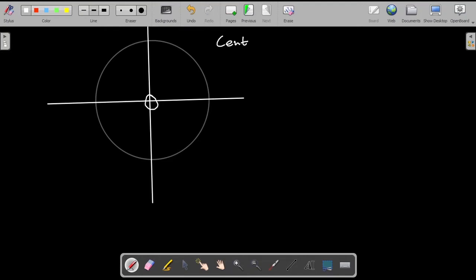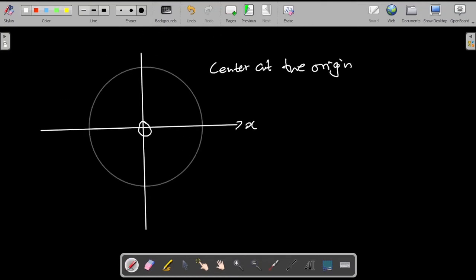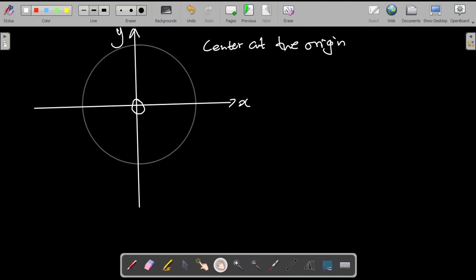So center at the origin. Let's keep that in mind. And this is just the Cartesian plane. We have the x-axis and the y-axis over there. And now also we have a tangent. I just used a different color for the tangent, and it passes through that point somewhere there.